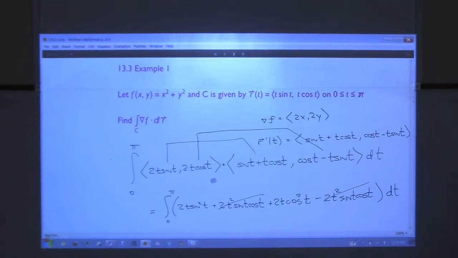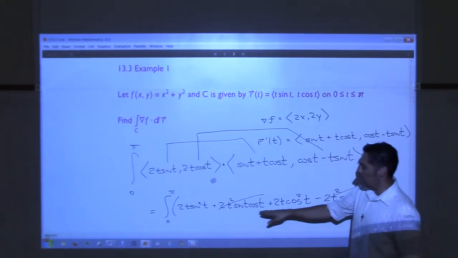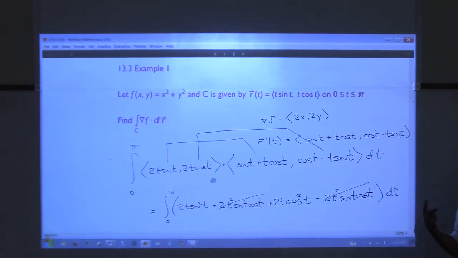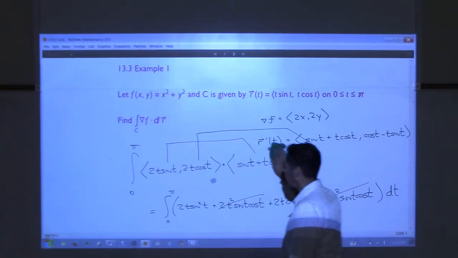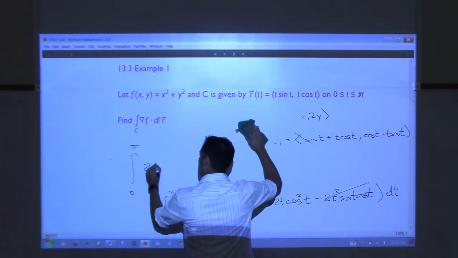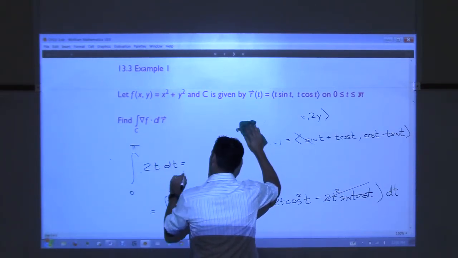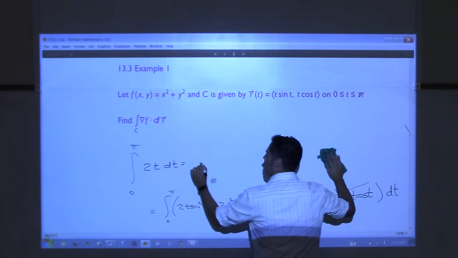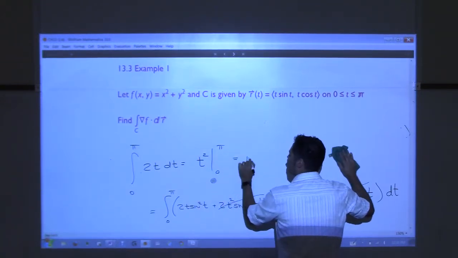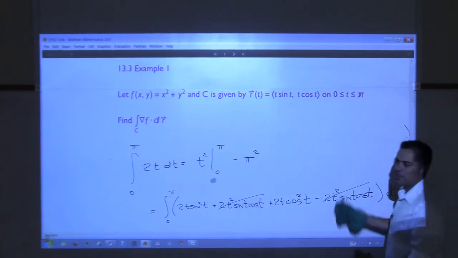I have the Pythagorean identity in there, don't I? Yeah. So I can take this one and this one. I can factor a 2t out, and it becomes 1, doesn't it? But then I still have 2t. So now my integral is from 0 to pi of 2t dt, which is t squared, evaluated from 0 to pi. Answer is pi squared. Okay, well that wasn't so bad.